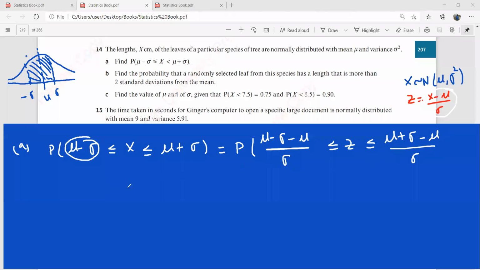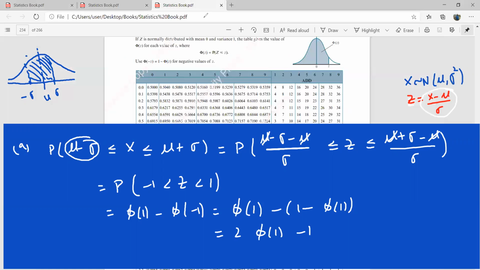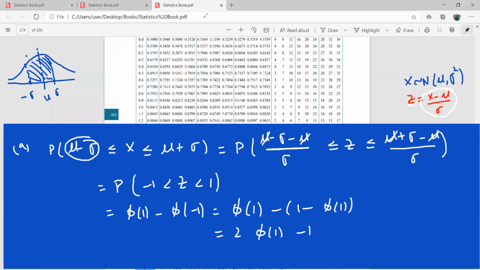When you simplify this, the probability is z between, you see mu cancels with mu, minus sigma over sigma is -1, and this is going to be 1 here. So that is phi of 1 minus phi of -1. This is phi of 1 minus, 1 minus phi of 1. This gives us 2 phi of 1 minus 1. So let's see what phi of 1 is in the table.